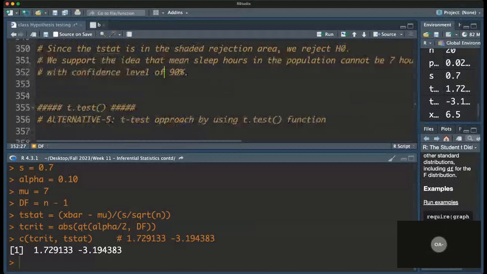Now, let's round it up by looking at the t-test function. The t-test function takes everything that we've been looking at and kind of tries to make it a lot easier.